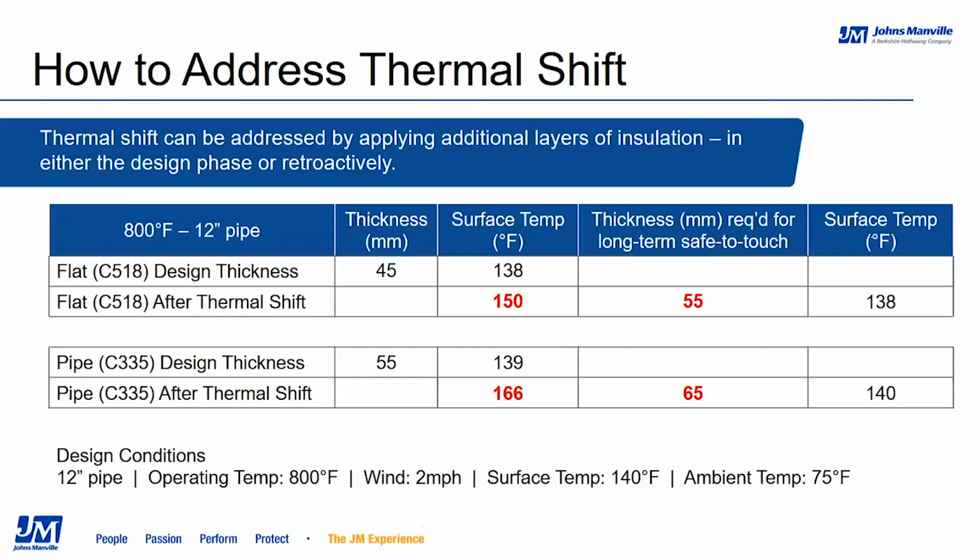Next, notice the impact of thermal shift on the system. After the first cycle, the system would require an additional 10 millimeters or 1 layer of aerogel blanket to maintain thermal efficiencies and safe-to-touch temperatures. Also notice, if the system was originally designed using flat K values and not accounting for thermal shift, it would be significantly under-engineered by approximately 20 millimeters of insulation thickness, which is 2 full layers of aerogel insulation. This would not be a good situation.